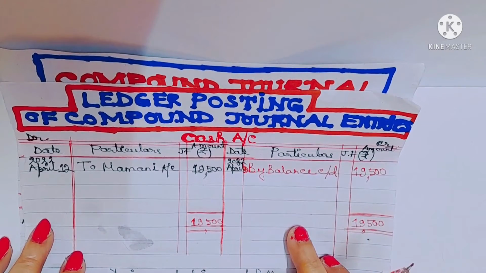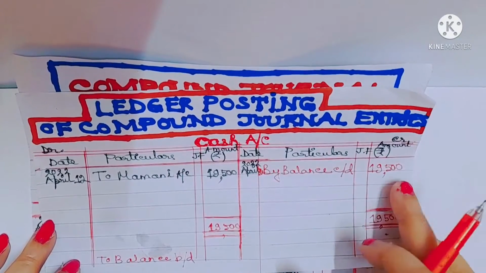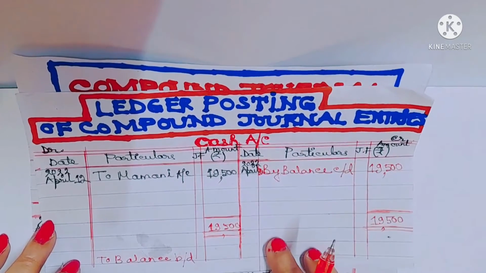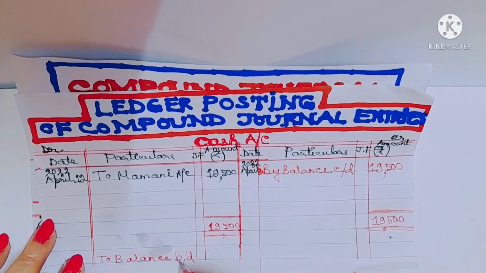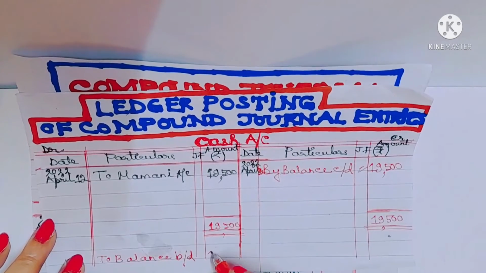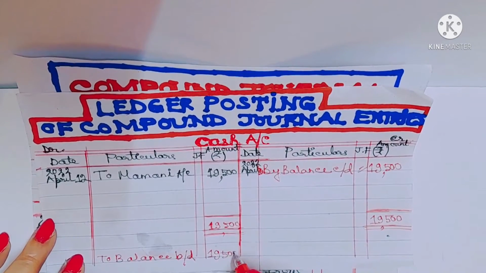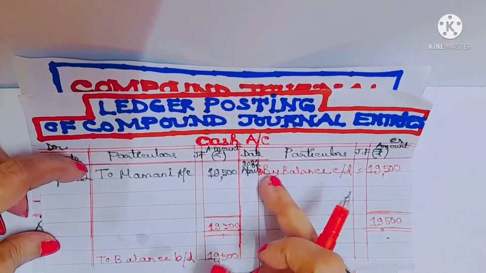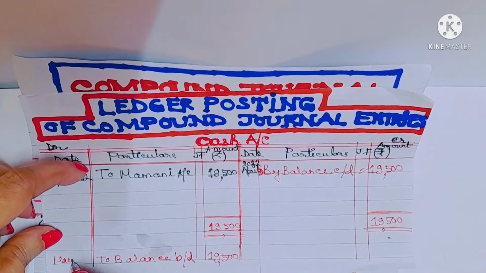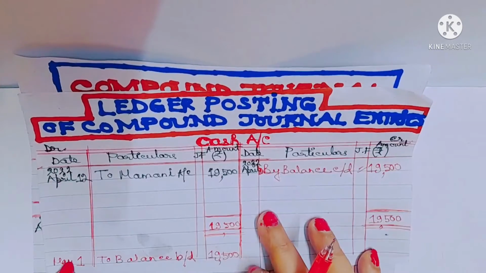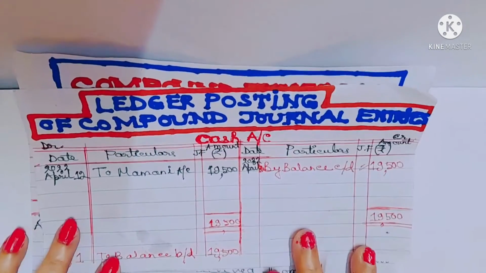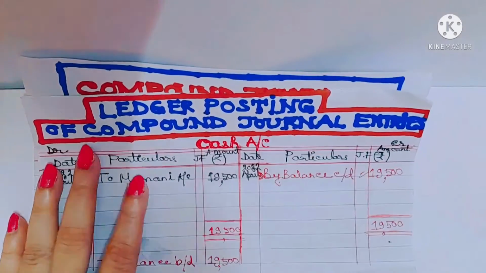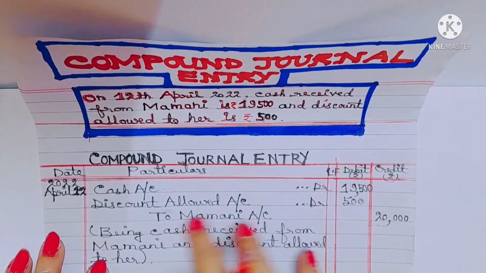Understood? And then this by balance CD, 19,500, we are going to show again beneath the debit side total, to balance BD. How much? The same amount, 19,500. The date will be the very next day, so 1st May. If it were 30th June, we would write 1st July. Clear? Let's do the next account. The next account is discount allowed.